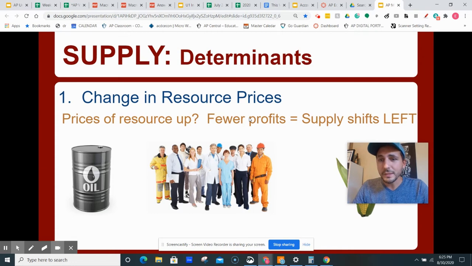For example, let's say the price of oil rises. We know oil is a central ingredient and input for gasoline. So if the price of oil goes up, then the supply of gas is going to shift left. At every single price, we're going to supply less because it's more expensive to produce gasoline.